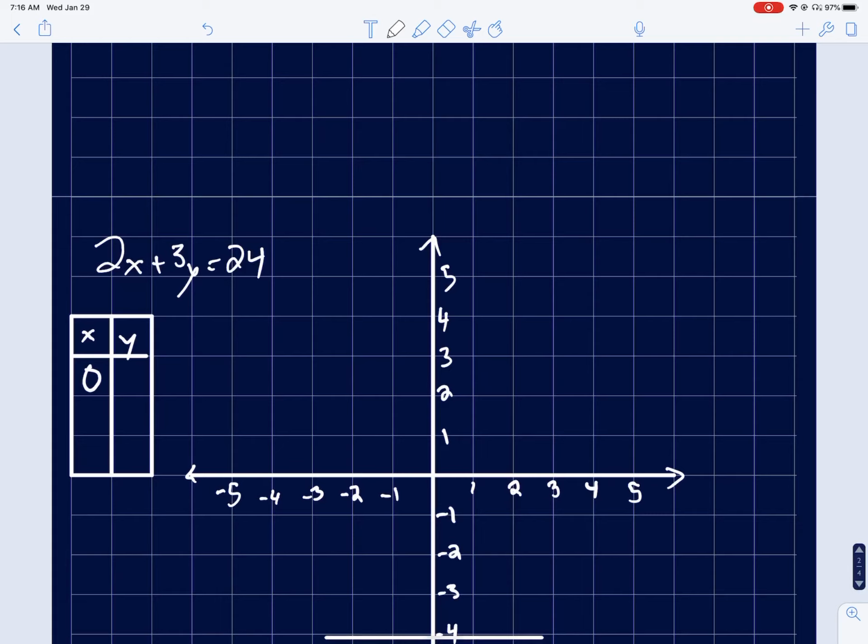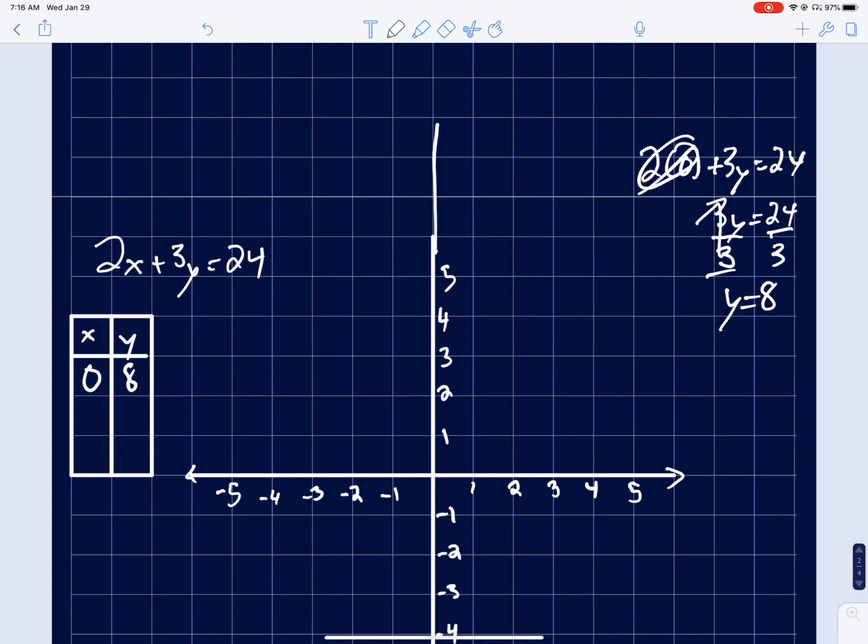So if we plug in 0 for x, we know that we're going to get 2 times 0 plus 3y equals 24. Well, guess what? 2 times 0 is 0. So we're left with 3y equals 24. Divide by 3 on both sides. And we are left with y equals 8. Okay, so we have a point (0, 8), and we can graph that point. So I'm going to extend this line just like I did last time. 6, 7, 8. So we have a point right here.